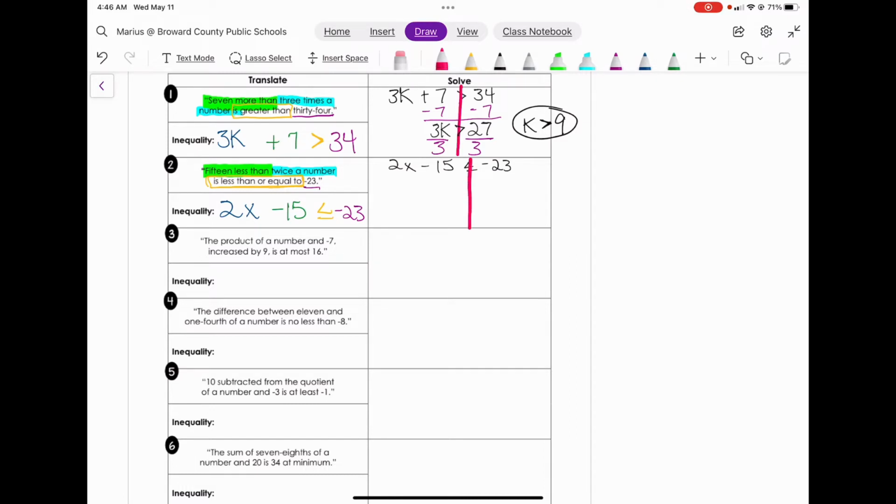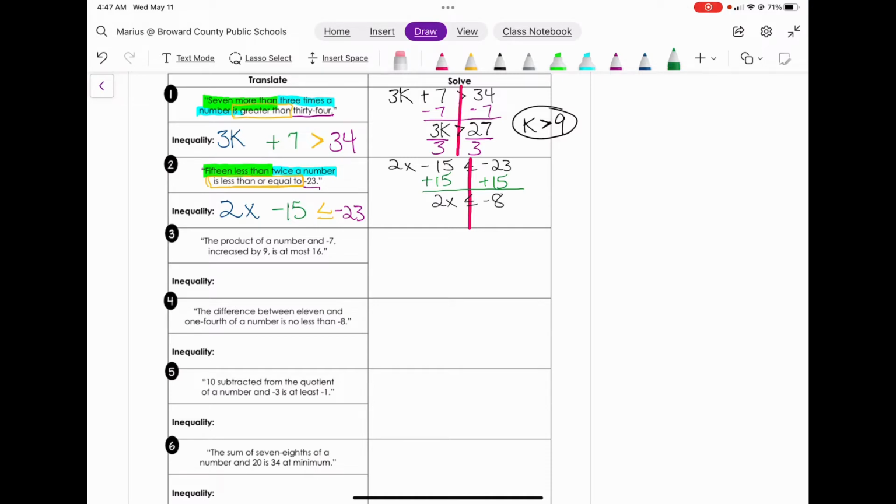That lets me know that there's 2 sides. And then we're going to start by adding 15 to both sides. You always want to do the additive inverse. So the additive inverse to negative 15 is positive 15. And we do that on both sides. This would make 2x less than or equal to negative 8.